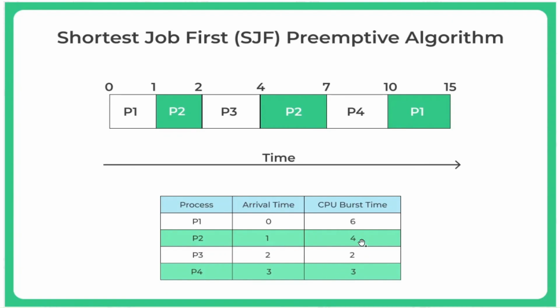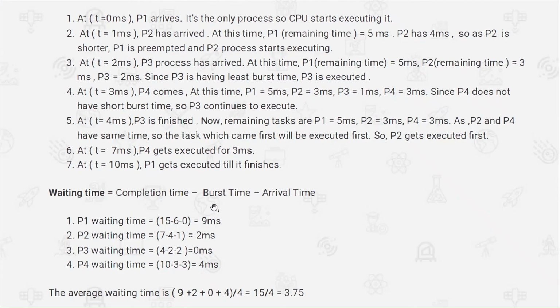And then we have the P4 process. So now P2 and P3 got over. So we have remaining processes P1 and P4. So among these two, we have P4 as the shortest burst time. So P4 will be executed for 3 milliseconds, and finally we have P1 here. P1 will be executed for the rest of the time. So that's what is given here.